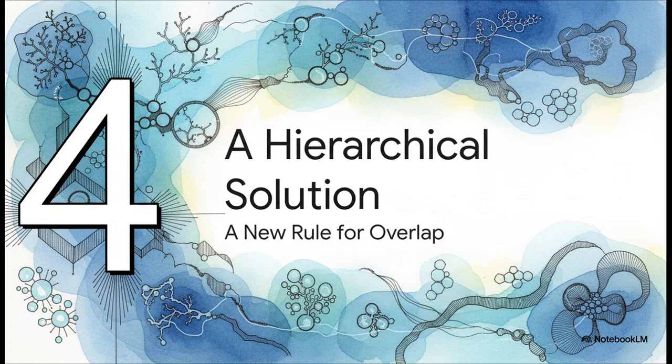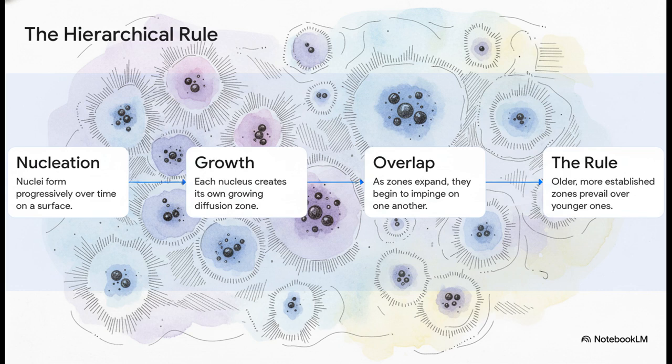Well, this is where the breakthrough finally happens. Instead of trying to force all the zones to be the same, a new model came along with a simple but really powerful new rule for how they overlap. The logic here is just so clean and straightforward. It goes like this. Nuclei don't all appear at once. Each one starts growing its own diffusion zone. As these zones get bigger, they start bumping into each other, and when they do, a simple hierarchy kicks in. The older, bigger zone wins. The first one there gets the territory. It's basically first come, first served for building with atoms.